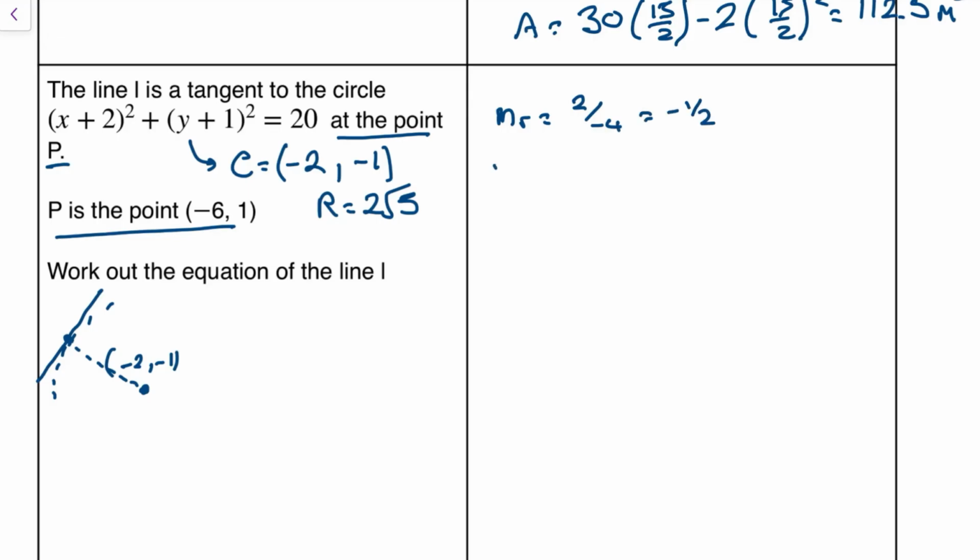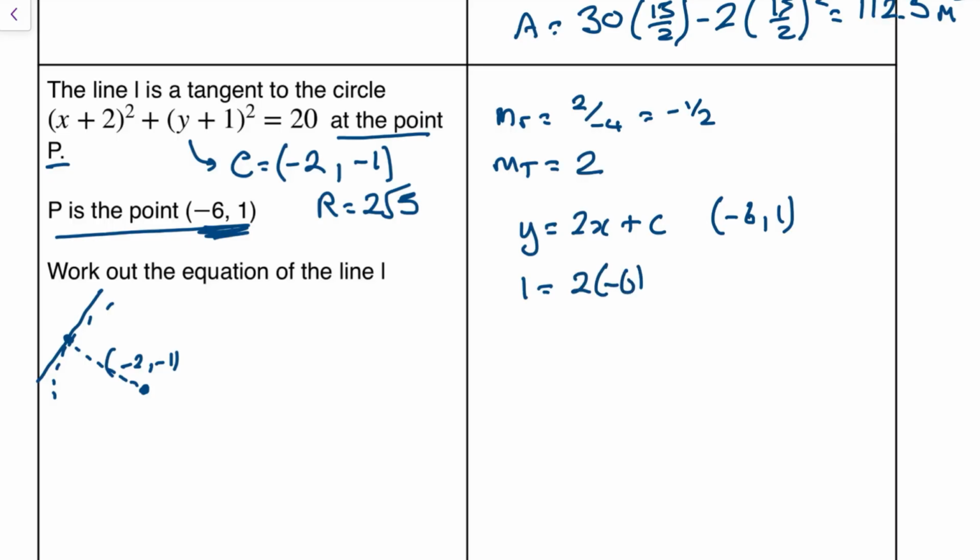me minus a half. Which means the gradient of my tangent is perpendicular to that. So the negative reciprocal of minus a half is going to give me plus 2. So I've got my gradient as 2. I also know it goes through the point (-6, 1). So therefore I can say y equals 2x plus c. I'm going to use (-6, 1), and that's going to tell me that 1 is equal to 2 times -6 plus c. Add 12 to both sides, it tells me that c is equal to 13, which means my final answer is, the line L is y equals 2x plus 13.